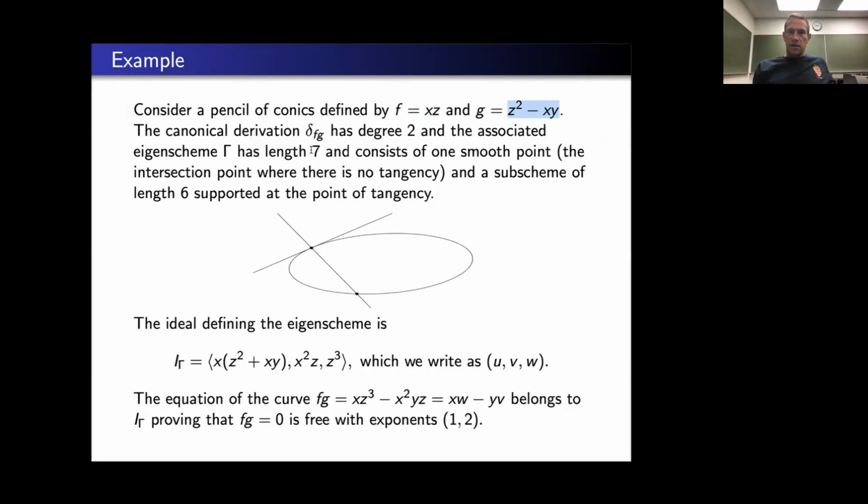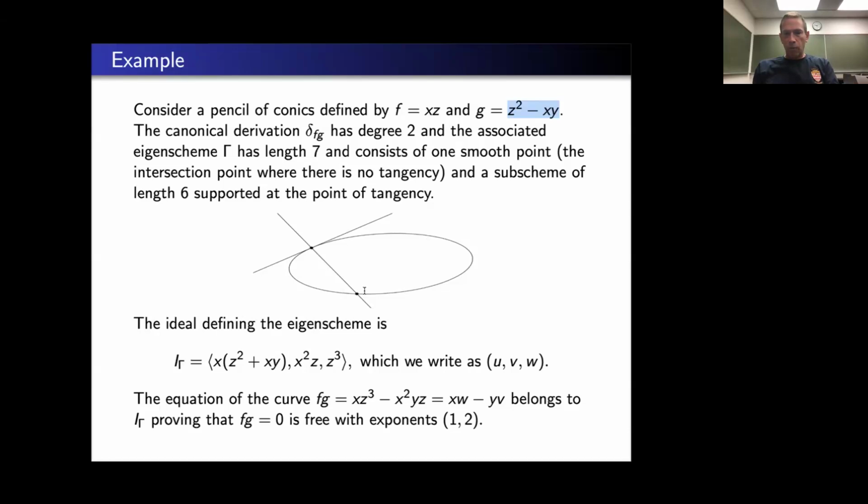We compute the canonical derivation. We find its eigenscheme has length 7, which is 1 plus 2 plus 4, which we knew. And here's the ideal of the eigenscheme. And our previous proposition shows that this is a free curve. So this is something new. We haven't seen this in the free divisor literature. This is a new beast.